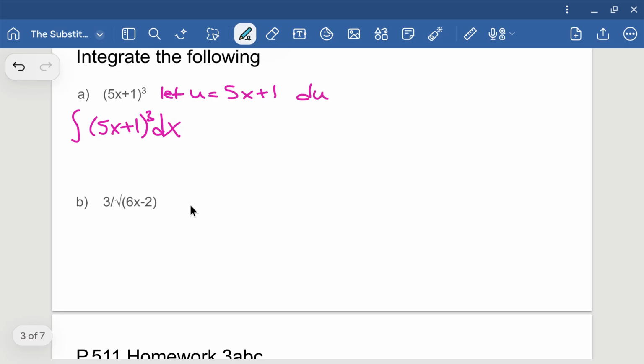If I went and took the derivative of u, it would be du over dx, and it would just equal 5. Then get dx alone, doing the same thing, and you're going to have du divided by 5. So now we can go ahead and plug in, taking the antiderivative of u to the power of 3, and then replacing dx with du over 5. So this whole thing is divided by 5, so just keep that in mind once we go ahead and take that antiderivative.